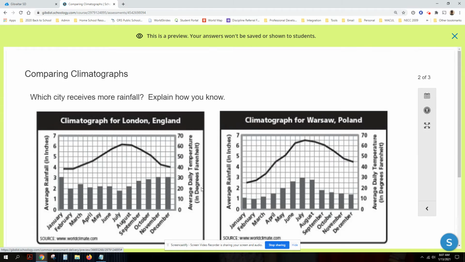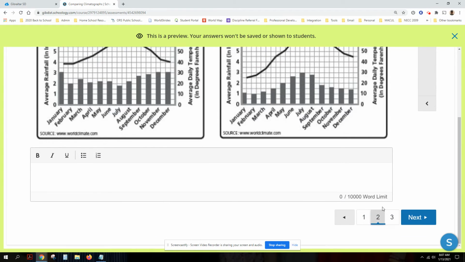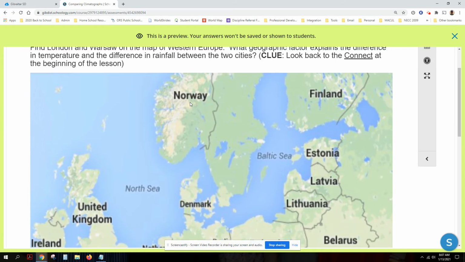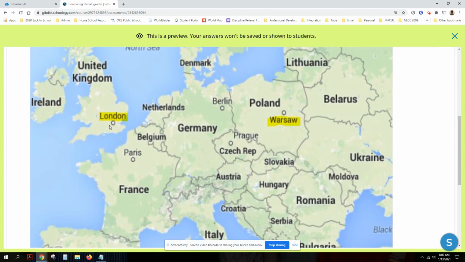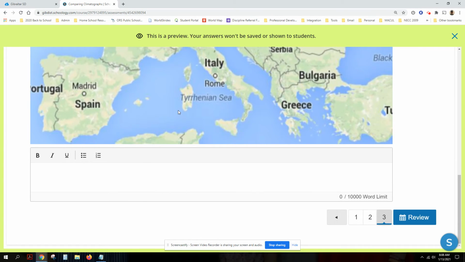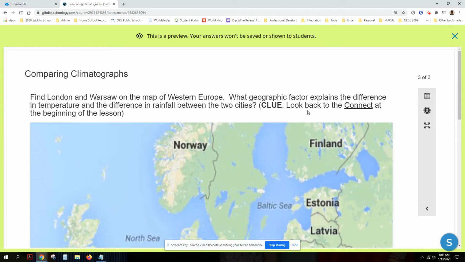Number two, which of the cities receives more rainfall? Again, explain how you know. And then number three, find London and Warsaw on the map of Western Europe. What geographic factor explains the difference in temperature and the difference in rainfall between the two cities? Clue: look back to the Connect at the beginning of the lesson. There's kind of a clue there. So here is London, here is Warsaw. Again, the question is, what geographic factor explains the difference in temperature and the difference in rainfall between these two cities? All right, that's it. Those are the questions that go along with the climatographs.